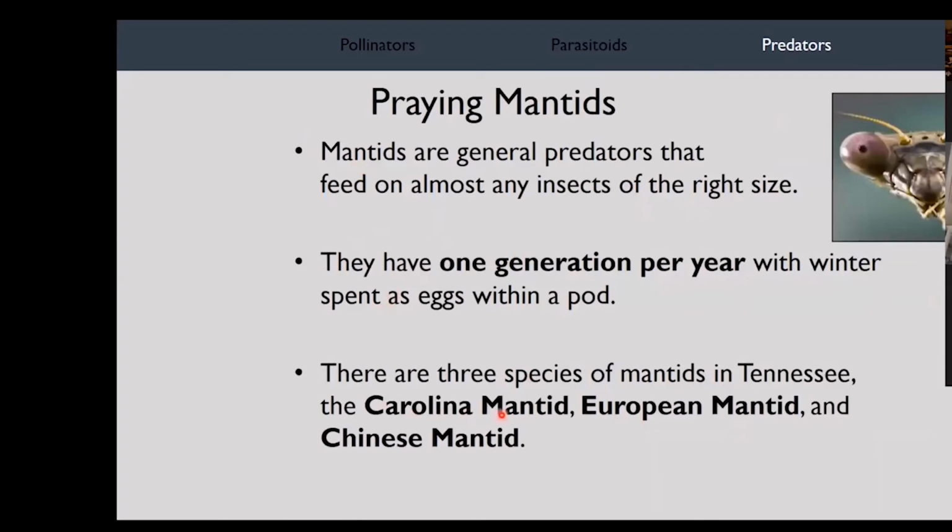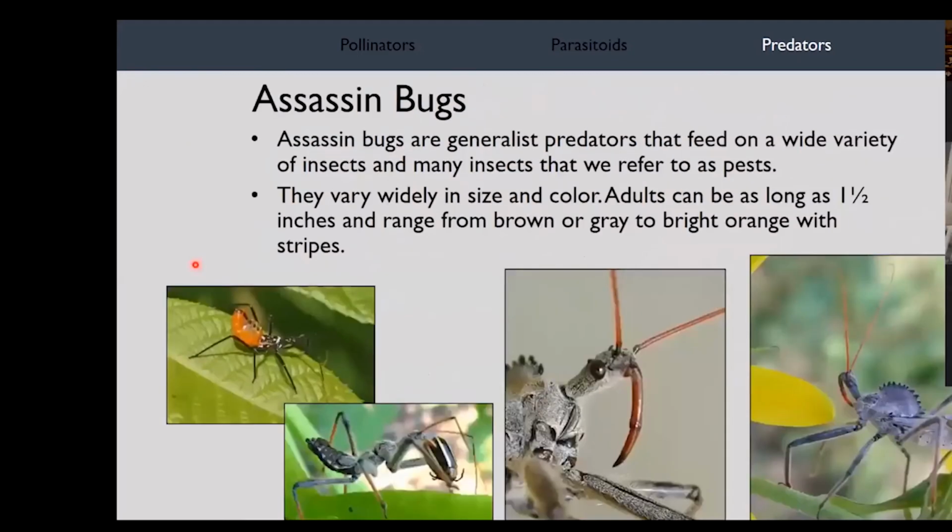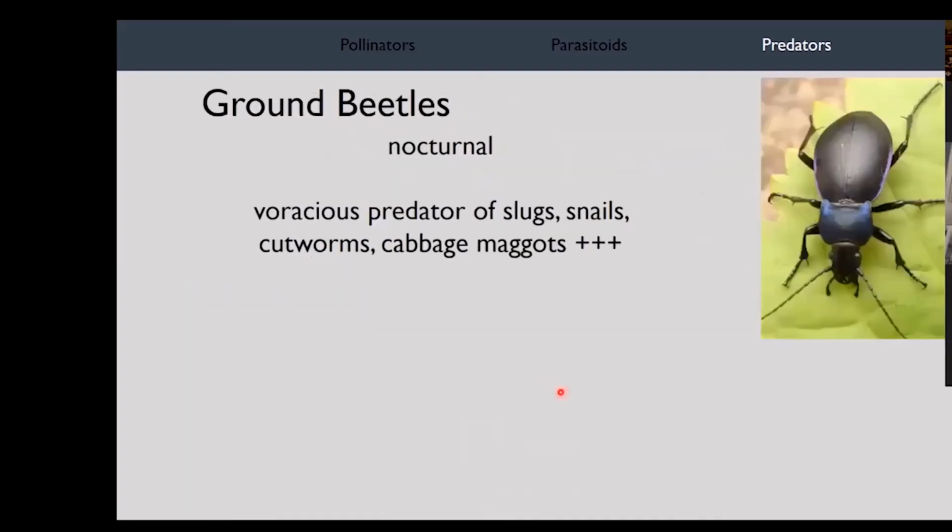There's three different types that we'll have here in Tennessee: the Carolina mantis, European mantis, and the Chinese mantis. Assassin bugs. These guys have a pretty cool wheel on their back right here. And that's a great way to be able to identify them. Assassin bugs are generalists in that they eat a lot of different types of insects. For example, they can be eating an adult beetle or they could be eating an aphid. So they kind of range in what they're eating.